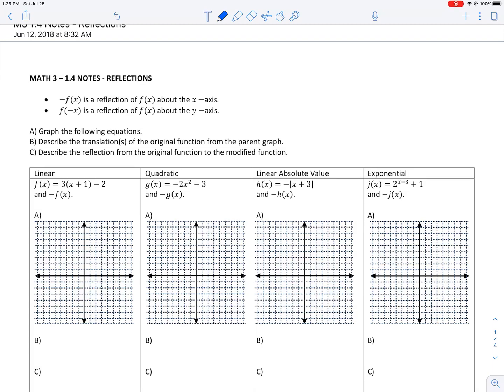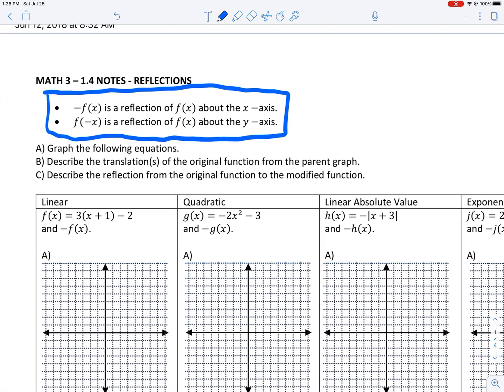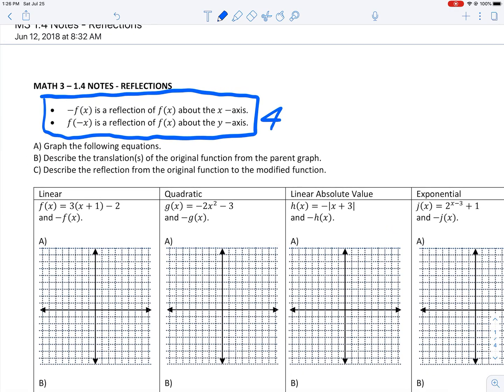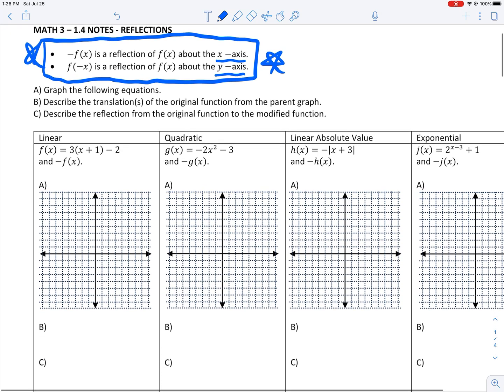So today we're doing 1.4 notes, reflections. We're going to basically have two types of reflections. They're right here in the box that I'm boxing right now. We're going to have reflections over the x-axis and the y-axis. So this is going to be very important for us to remember. So minus f of x, we reflect over the x, f of negative x over the y.